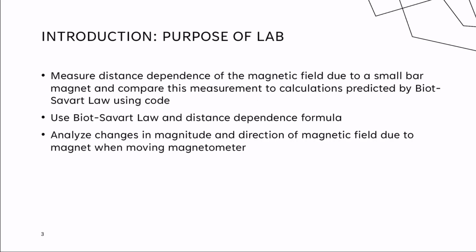So the purpose of this lab was to measure the distance dependence of the magnetic field due to a small bar magnet and compare this measurement to calculations predicted by Biot-Savart law using code in a computational model. Also to use the Biot-Savart law and distance dependence formula, and to analyze changes in magnitude and direction of the magnetic field due to a bar magnet when moving it closer and farther from the magnetometer.